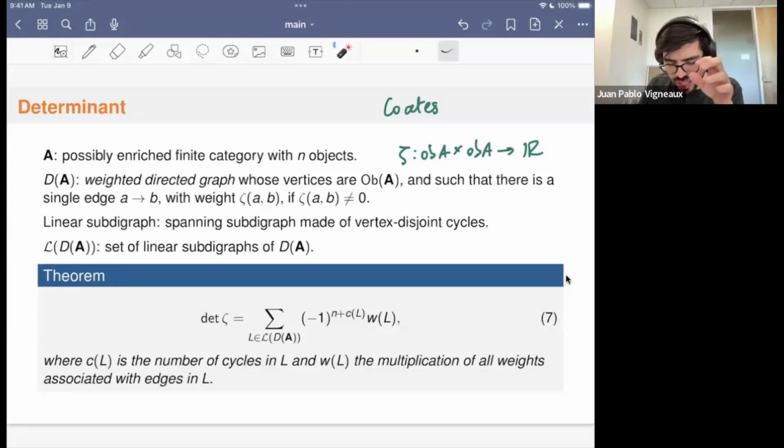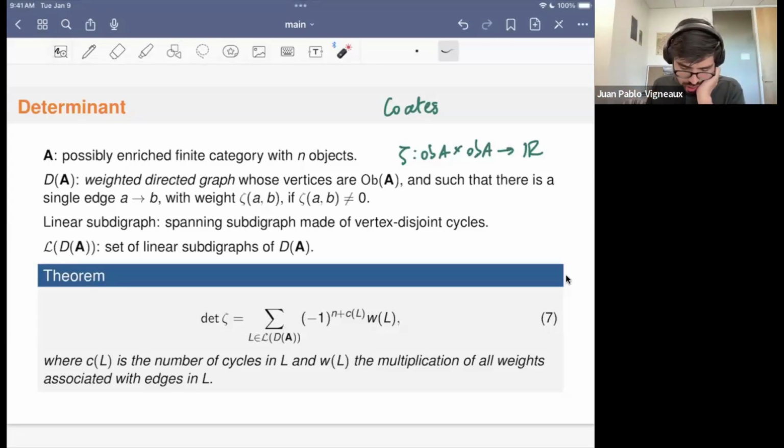So you can imagine that if you have a permutation of the objects of A, you could see that each permutation induces a cycle decomposition of dA. So it induces a linear subdigraph. If you want, this is a rewriting of the expansion of the determinant in terms of permutations. But now you see each one of these permutations as something more geometrical or combinatorial in nature, as disjoint cycles in an associated graph.